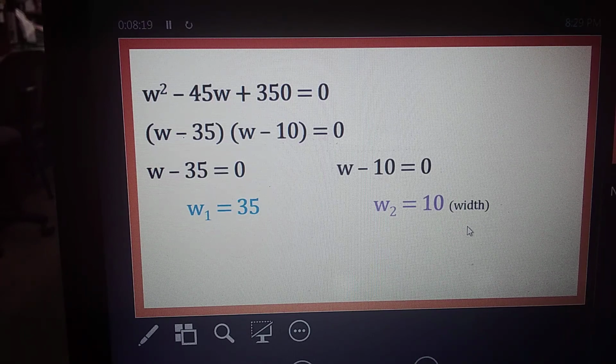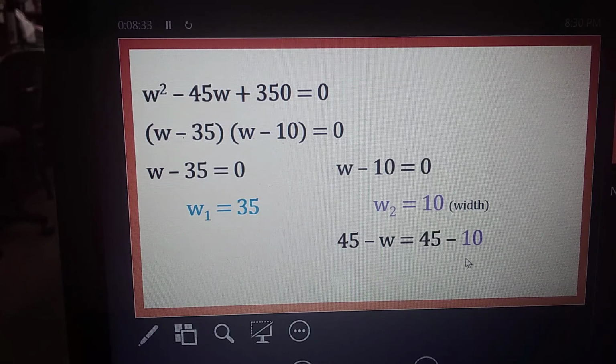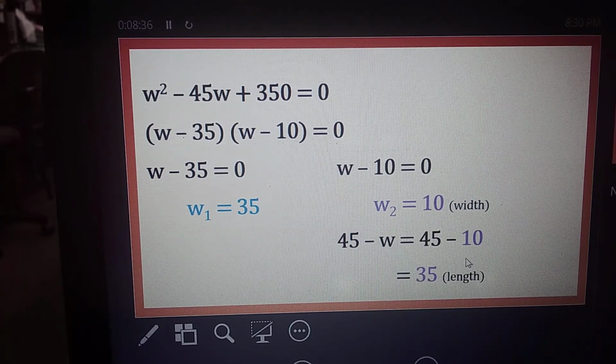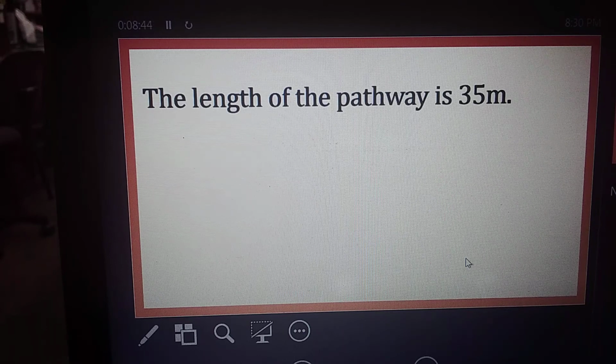So, let us recall our representation previously that we had 45 minus W to be our L. So, we replace W here, which is 10. So, 45 minus 10 is 35, so that becomes our length. We need to have a conclusion to answer our problem, which is looking for the length. So, the length of the pathway is 35 meters. Okay, so there you go for the problem on geometry.